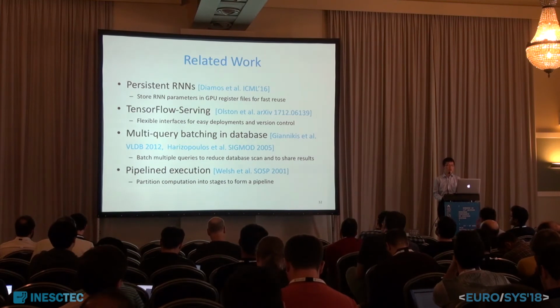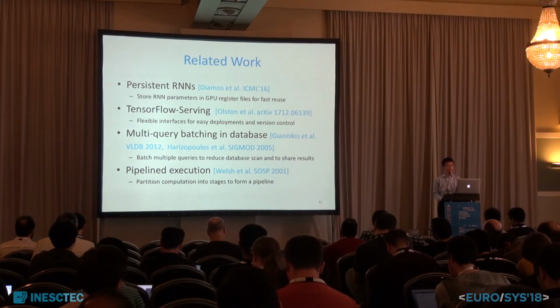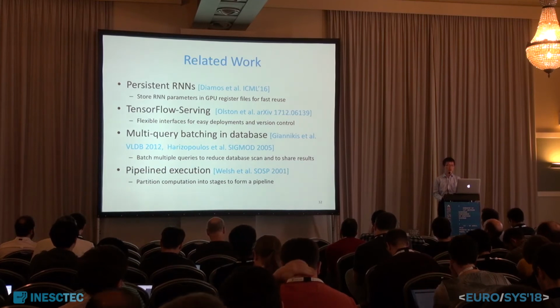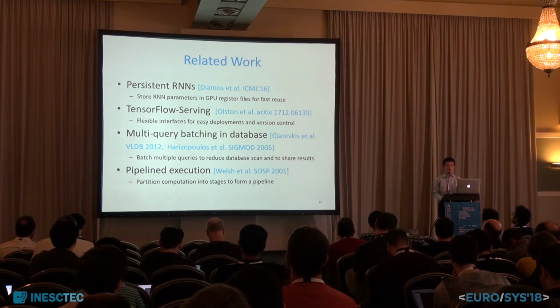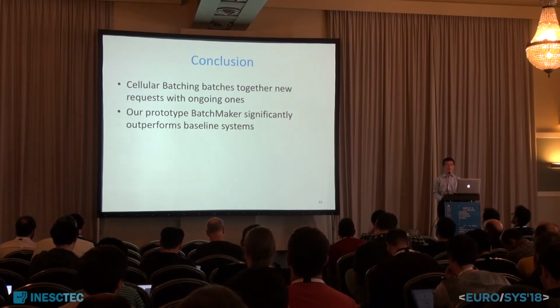Pipeline execution partitions computation into stages and uses multiple processing elements to form a pipeline. However, our approach is different from pipelining because the GPU is one single processing unit that is massively parallel. And instead of pipelining to hide latency, we exploit the length variance of requests and allow new requests to dynamically join existing requests. Now let me conclude the talk.